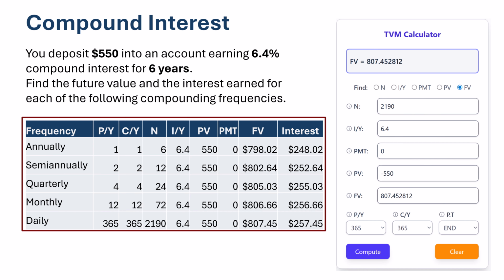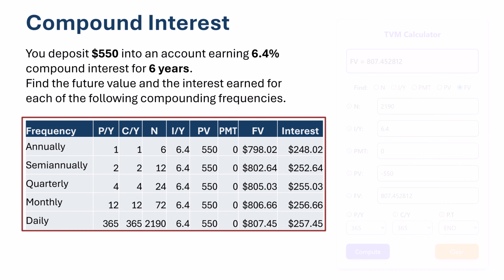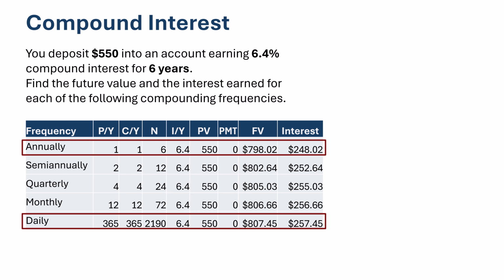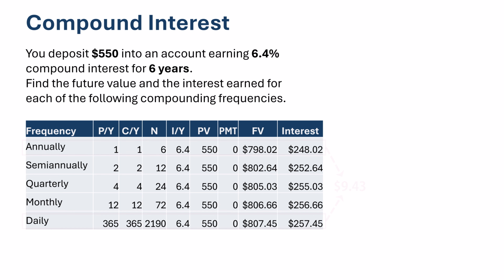Looking at our completed table, the trend is crystal clear. As the compounding frequency increases, your money grows faster. By switching from annual to daily compounding, you earn an extra $9.43 on the exact same principal. That is the true power of compounding.